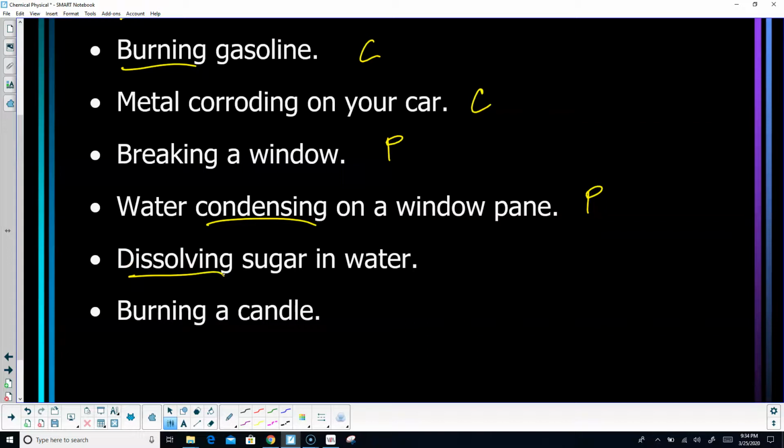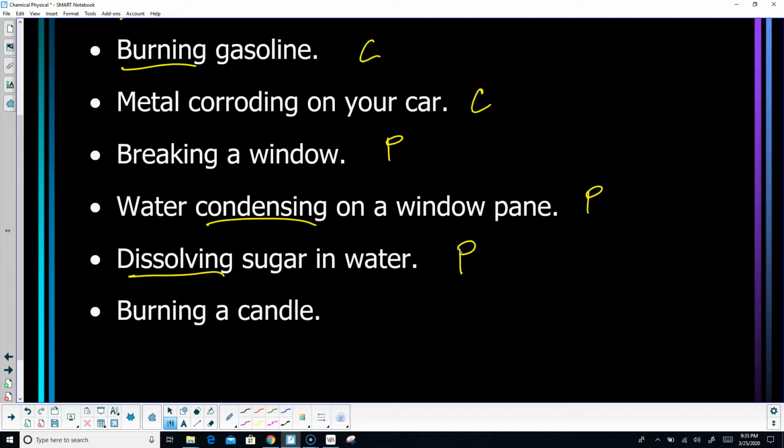Sometimes dissolving is chemical, sometimes it's physical. You have to know what's dissolving in what. So in this example, sugar dissolving in water, this is going to be physical, because it's still sugar, it's still water. If you boil the water off, the sugar remains behind. If you've ever made rock candy, that's kind of the process of how you make rock candy. You get a sugar water solution, you boil it, and you put a stick or string in there, and the sugar will recrystallize on that string. So that would be a physical change.